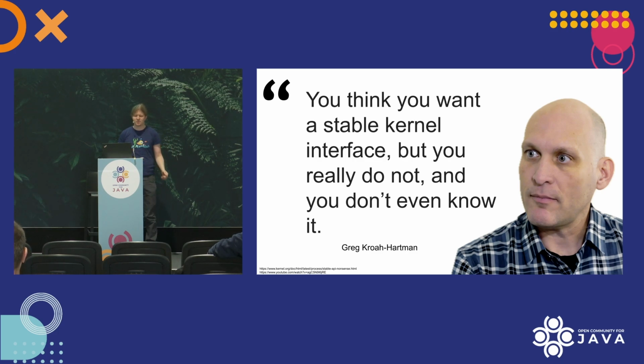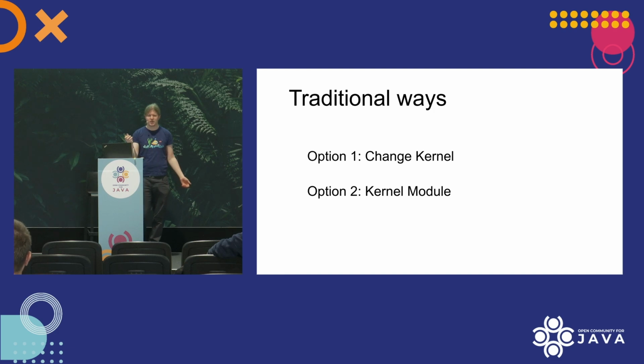So we can't expect any stability there. So when we change the kernel, it's really hard. We have to convince Linus Torvalds to also agree to it, and we all know how easy it is. Or we have a kernel module, but it changes all the time.